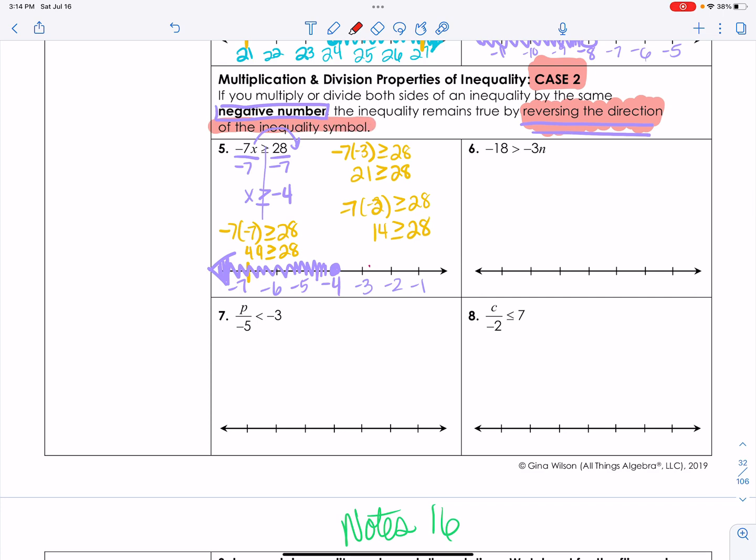So if you divide or multiply by a negative number, it's going to be shaded the wrong way if you don't flip the sign. Because when you multiply or divide by a negative, you change the sign. So that changes the inequality. You have to flip this sign. So when you multiply or divide, you got to flip the sign. Okay, I hate how they do this. I wish they would be nicer.